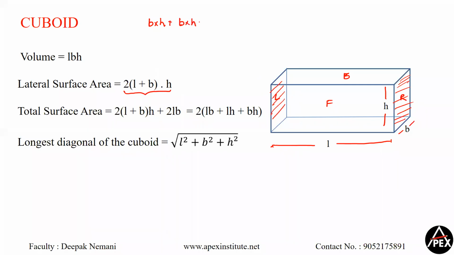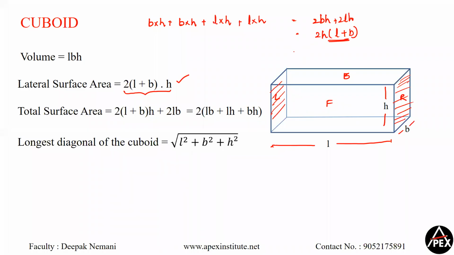So B into H. Now coming to front face. The length is L and here the height is H. The area of this rectangular face will be L into H. Okay, and same for the back face as well. So L into H. Okay, so you have 2BH plus 2LH, or if I take 2H common, 2H into L plus B. So this is how we got the formula of lateral surface area. Clear? Clear, guys?